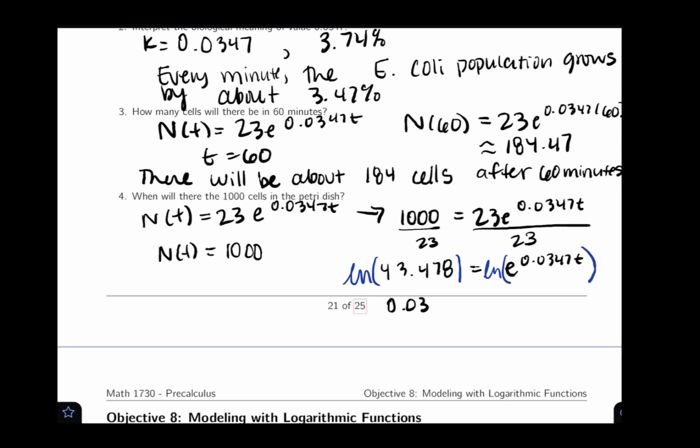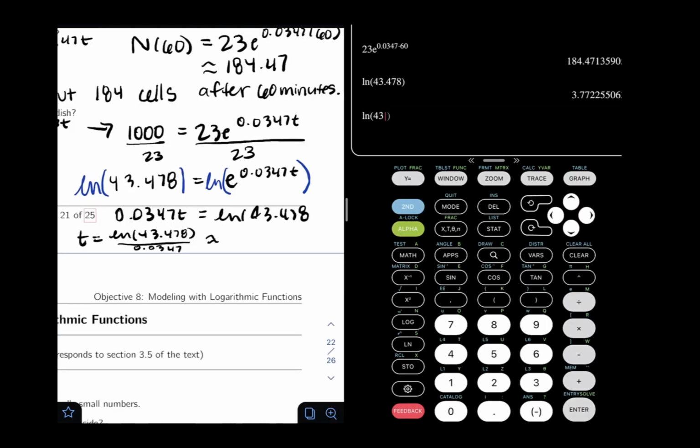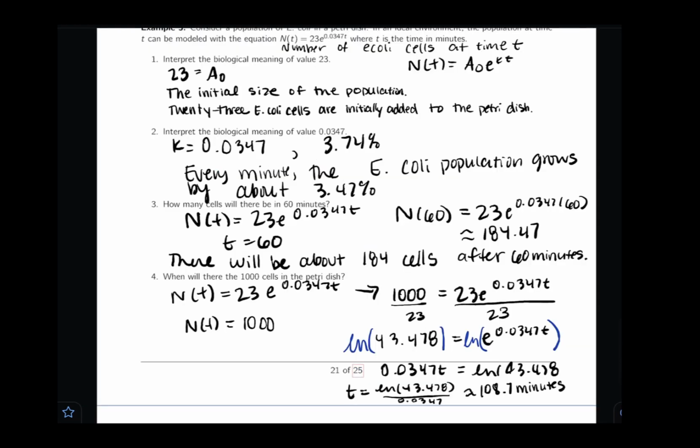In either case, we get that 0.0347t is the ln of 43.478, and dividing by 0.0347 gives us t equals the ln of 43.478 divided by 0.0347, or approximately 108.7 minutes. So it'll take about an hour and 48 minutes for there to be about 1,000 cells in the petri dish.